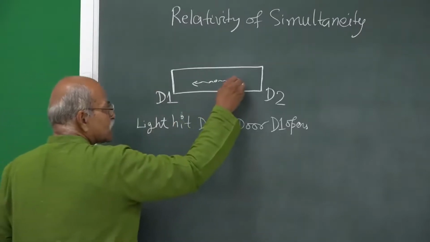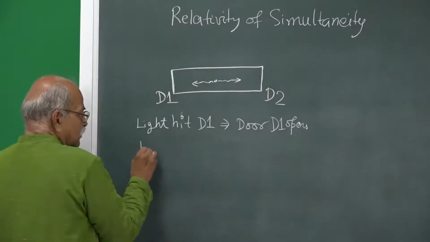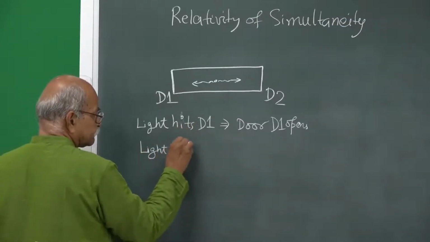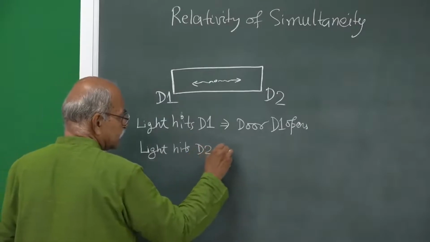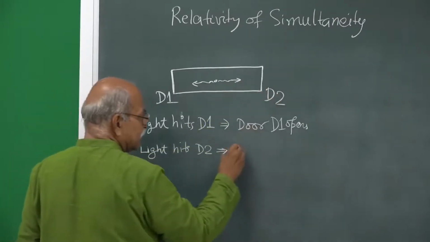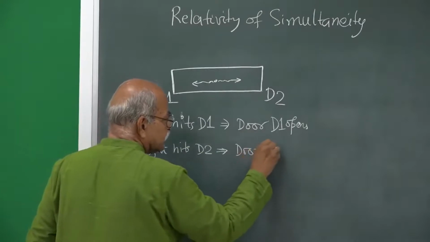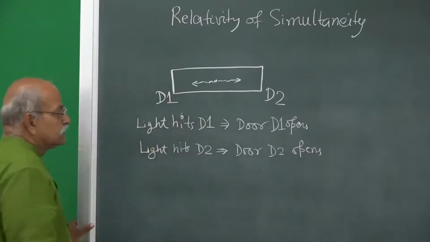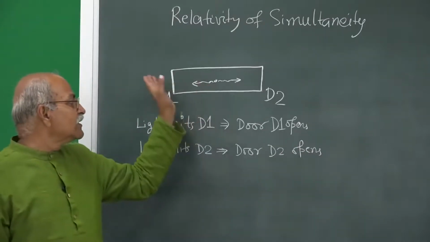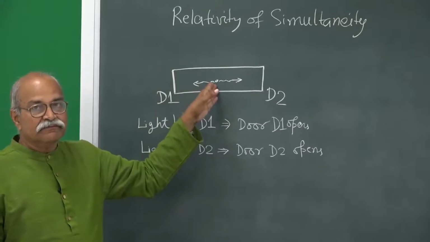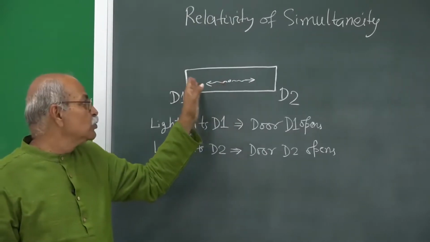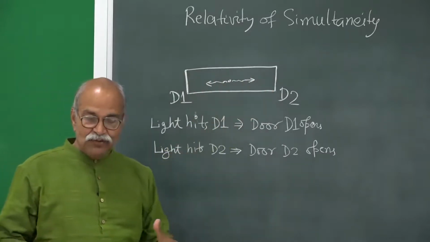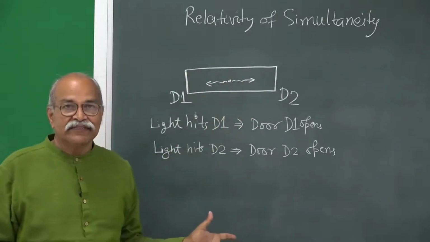Next event is this pulse which falls on that D2. So, light hits D2, this is another event, and you can rename it door D2 opens. Now, if this light source is right at the middle of this D1 D2, then obviously the two events have taken place simultaneously. Door D1 and D2 have opened simultaneously.